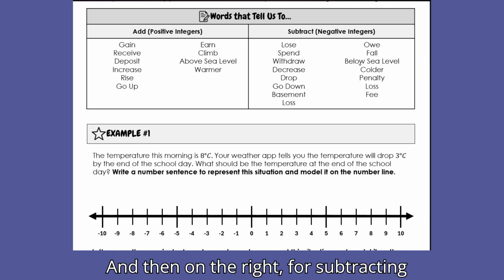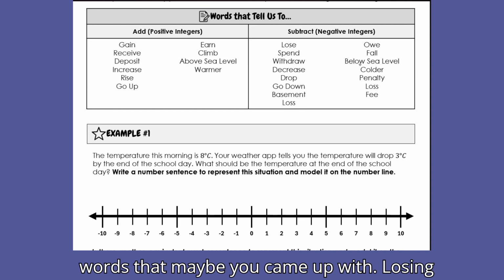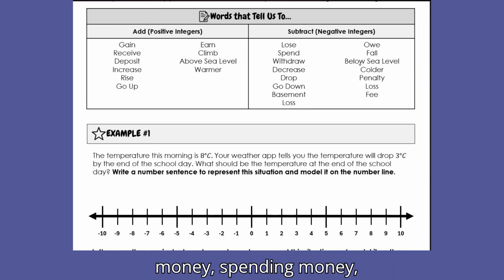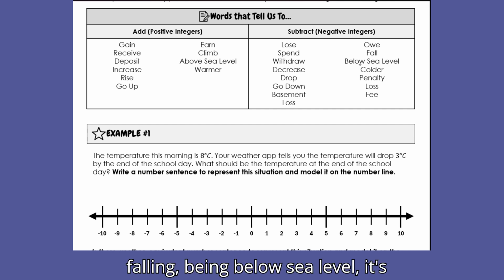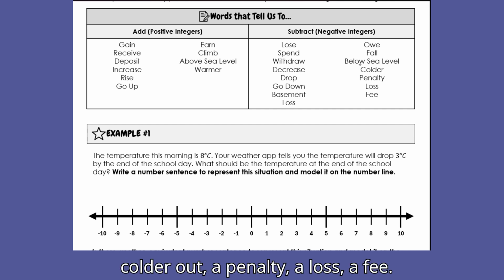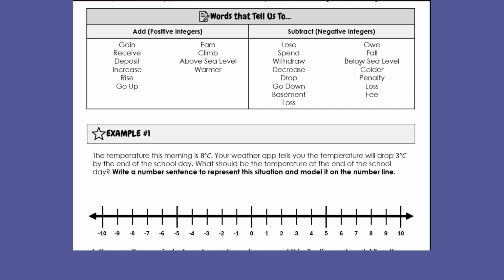And then on the right, for subtracting or negative integers, here are some of the words that maybe you came up with. Losing money, spending money, withdrawing, decreasing, a drop, go down, even the basement of a building, a loss, owing someone money, falling, being below sea level, it's colder out, a penalty, a fee.